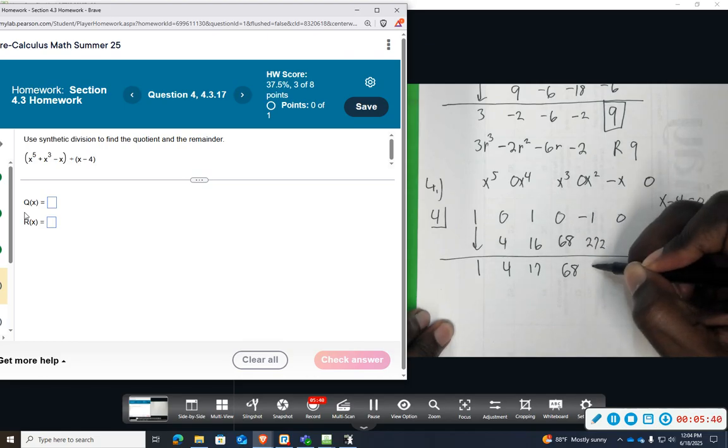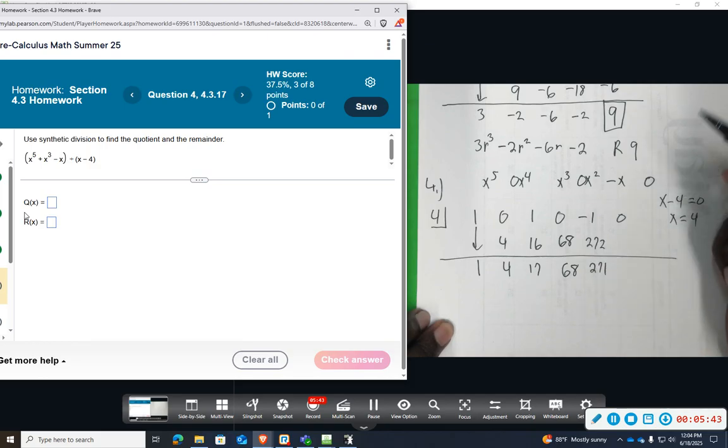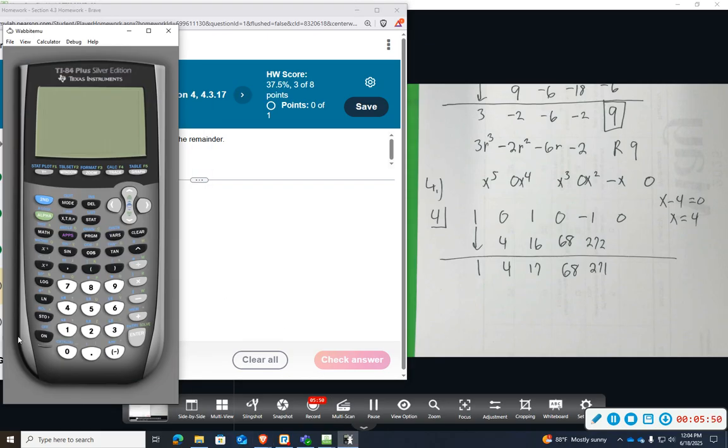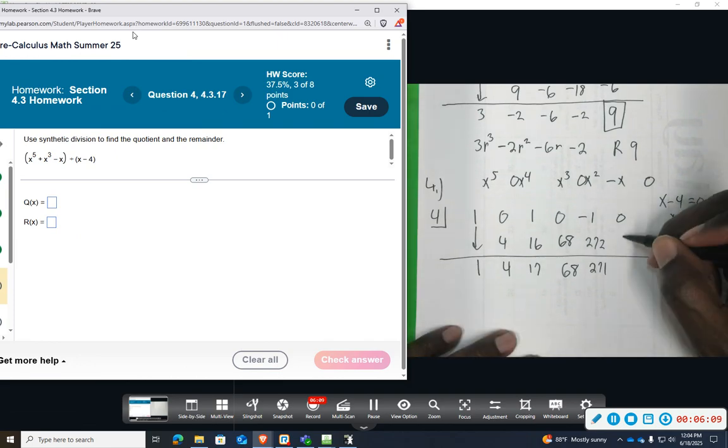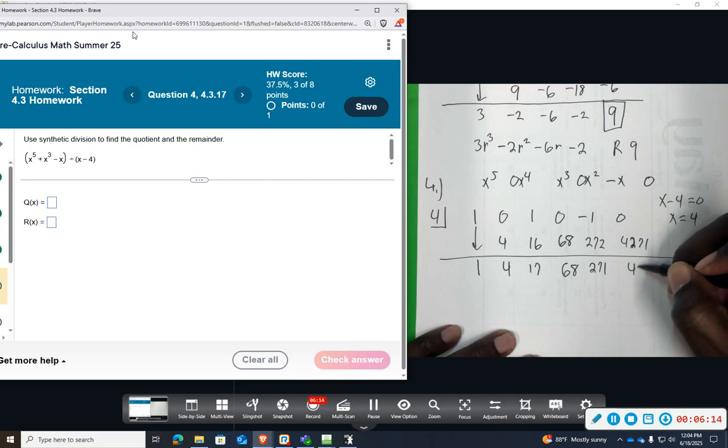Subtract, we get 271. So let me just check some of this math. It's starting to get really big, really fast. So 4 and 68, let's just double check. And then we're going to do 4 times 271, so we get 1084, add, we still get 1084.